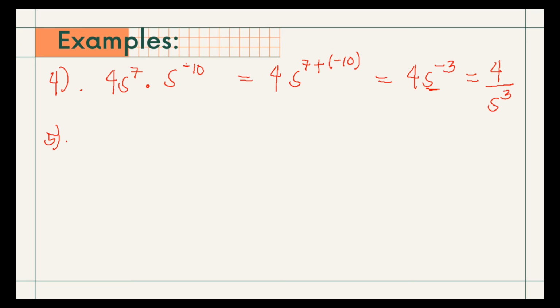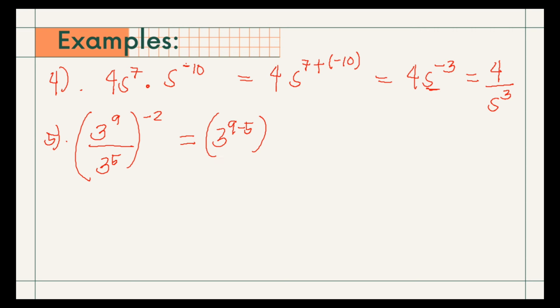So, example, we have 3 raised to 9 over 3 raised to 5, and then close and open parentheses. Let's raise this by negative 2. So, pwede para mas madali sa atin, simplify muna natin yung nasa loob. So, since they have the same base, you have 3 raised to 9 minus 5 yung sa quotient rule. And then, raised to negative 2. So, 3 raised to 9 minus 5, that is equal to 3 raised to 4.